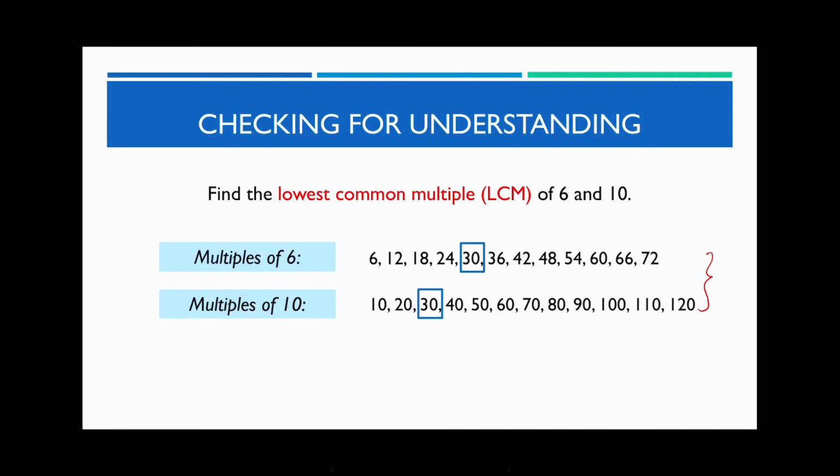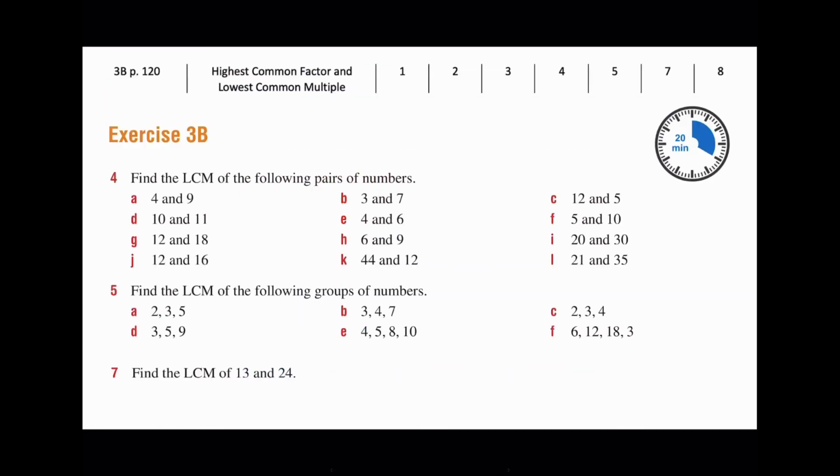So when you're writing your answer, make sure you're writing in full sentences. The way you'd answer is: the lowest common multiple, or the LCM, of 6 and 10 is equal to 30.